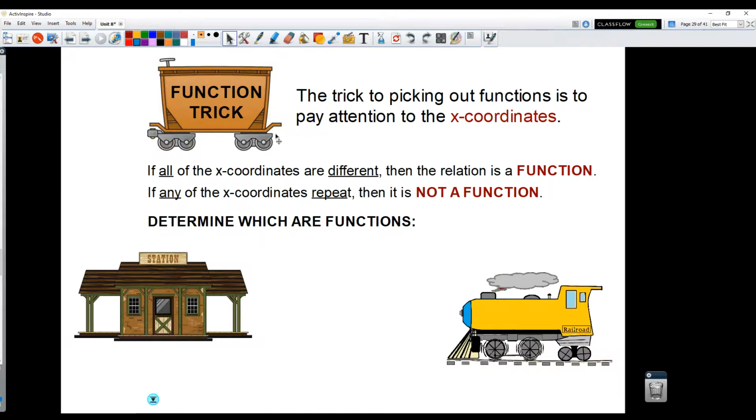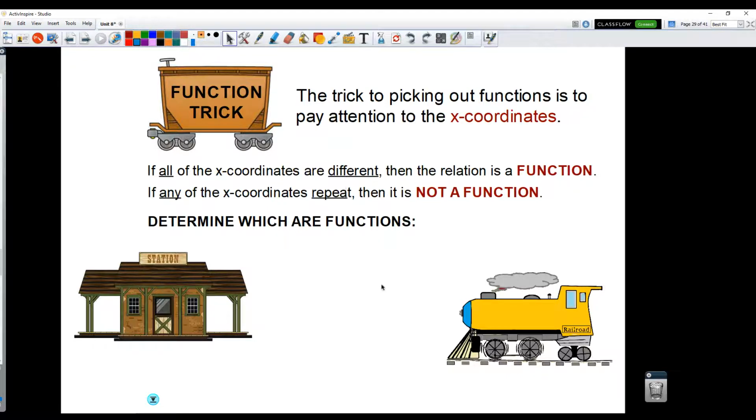Okay, here's one of the tricks in order to understand the difference between a function and a relation. If something is a function, the x values will not repeat. So if all of the x coordinates are different, then the relation is a function. If any of the x coordinates repeat, it is not a function.